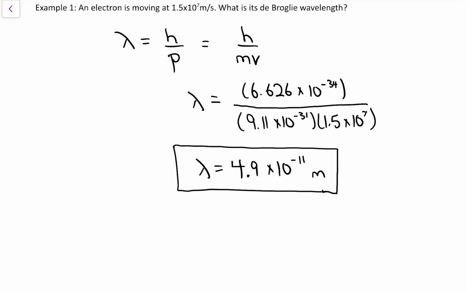If we could fabricate a double slit that had a d value on the order of 10 to the negative 11 meters, that's small enough that when electrons pass through it, they could fit through those small openings, and we would see the wave nature of those electrons.